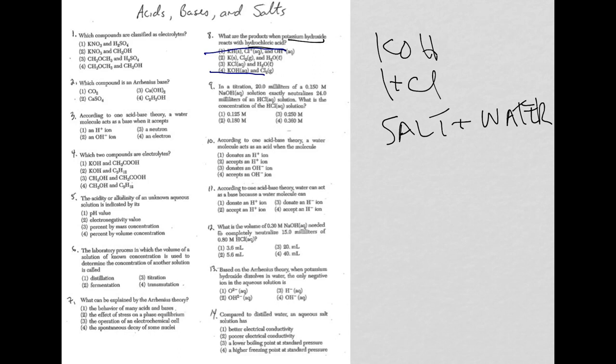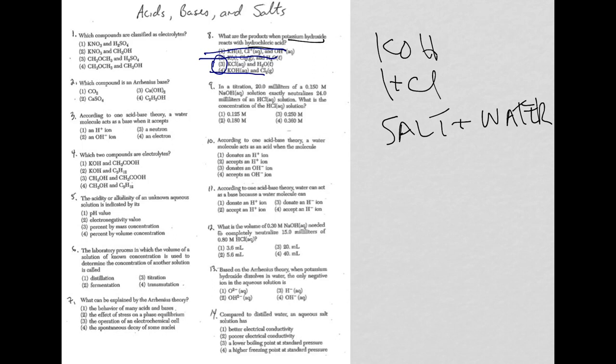And, well, choice 2 doesn't really make any sense. We're not going to end up with solid potassium and chlorine gas. It's going to be a salt and water. So the answer there is KCl and H2O. For a salt, remember that's a metal and a non-metal, and your water. Let's move on to question 9.